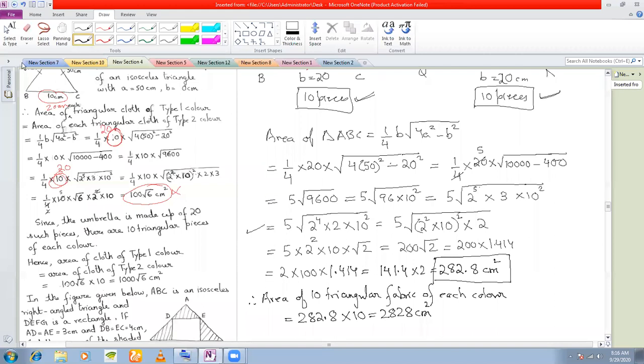Yes, sir. Okay. Now, this is, see, 5 root 9600 can be written as 96 into 10 square. Why did I write 96 into 10 square? Because I have a square root here. That's why. Okay. In the next step, what I have done is I have prime factorized 96.